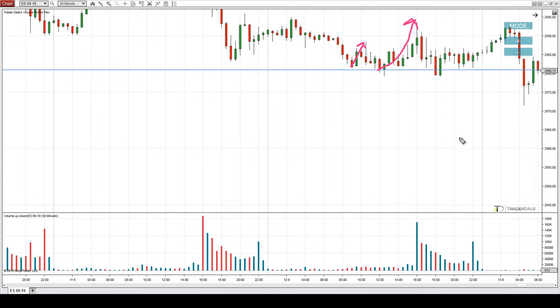Alright, so that's for the volume up-down setup. I hope you liked it. It's a very simple setup. It's basically a no-brainer. Probably one of the most simple setups which I have.